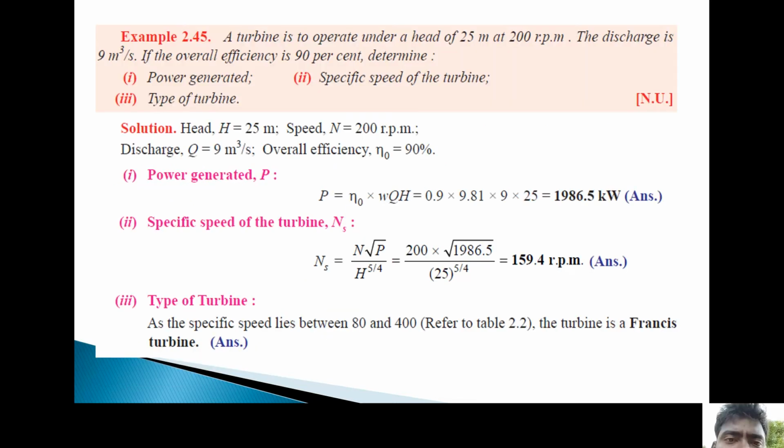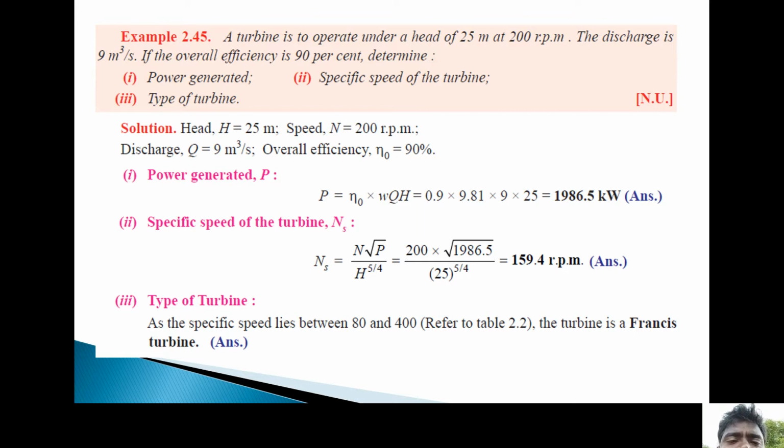Now, small problems on the turbine. A turbine operates under a head of 25 meters at 200 rpm. The discharge is 9 meter cube per second. The overall efficiency of the turbine is 90%. Determine the power generated, the specific speed of the turbine, and the type of turbine. Given: H equals 25 meters, speed equals 200 rpm, discharge equals Q, overall efficiency equals 90%.